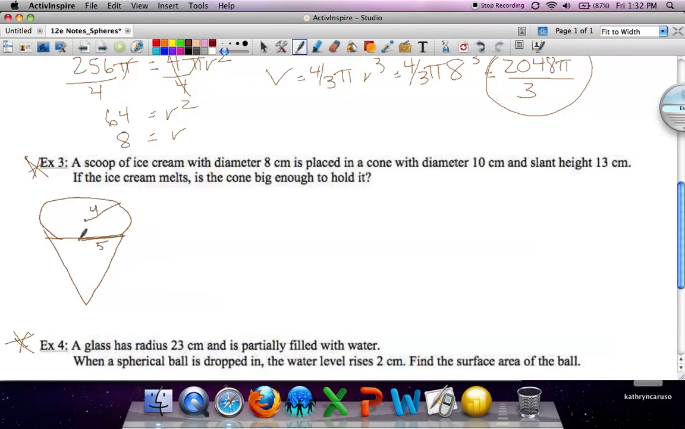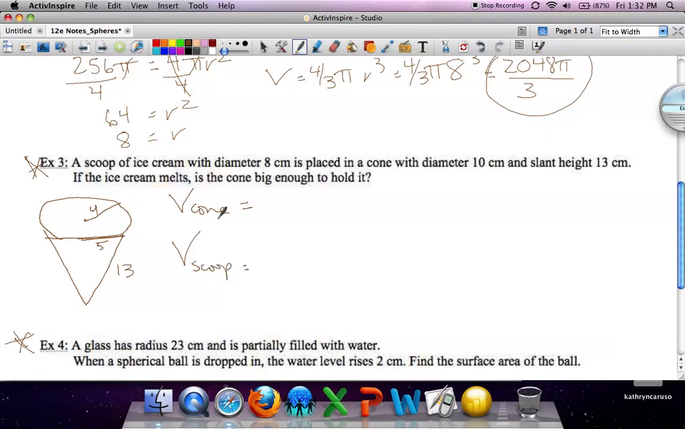The cone has a diameter of 10 and a slant height of 13. If the ice cream melts, is the cone big enough to hold it? So this is an example where we have to find the volume of the cone, which is what we did last class, and find the volume of the ice cream, or the scoop.